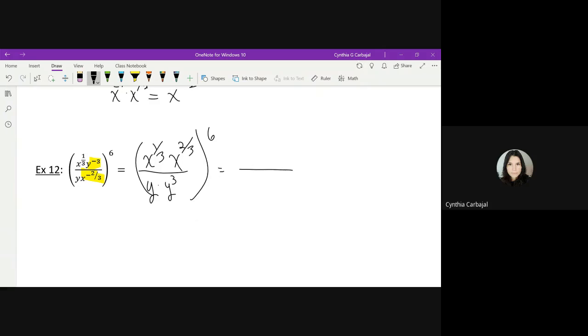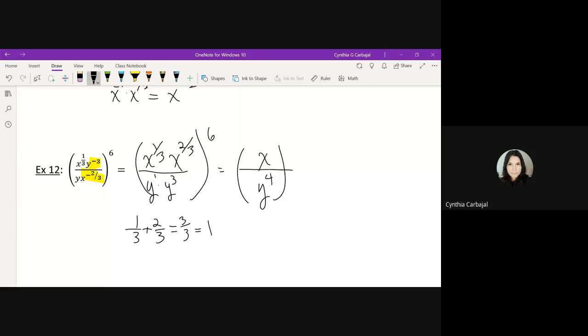The y's will be the easiest one. If there's no number with the y or no exponent, it's an exponent of 1. And when we multiply the variables, we add their exponents. Now with the x's, it's going to be the same thing. So I'm going to have 1/3 plus 2/3, right? And it's just fractions. That's going to give me 3/3. Well, 3/3 is 1. 3 divided by 3. So we end up with 1x on the top.